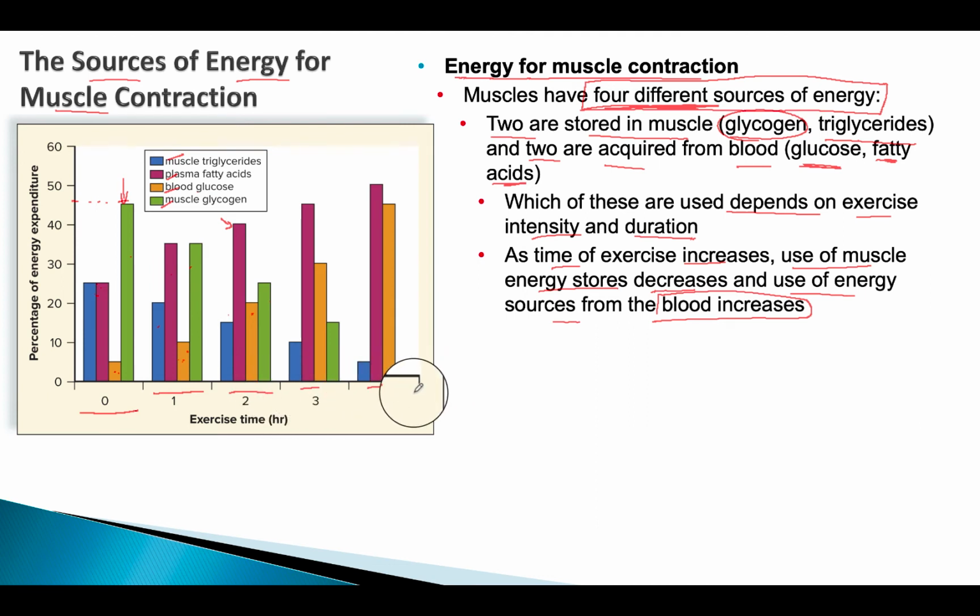As you can see here, in the 4th and the 5th hour of your exercise, the glycogen in your muscle has now been depleted. So it's not there anymore, so we're not using it anymore. So what are we now going to be using? We are now primarily going to be using what is in our blood, and that is the plasma fatty acids and your plasma glucose.